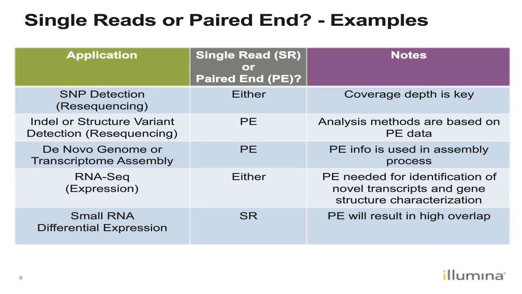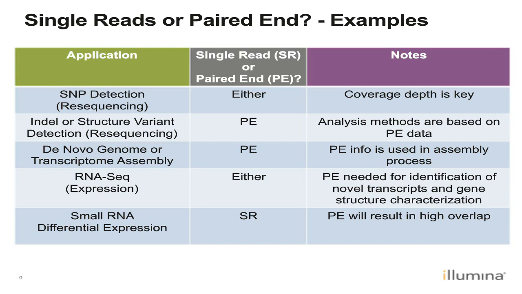For RNA-Seq type of applications, particularly for expression, you can really do either single read or paired end. Just note here, if you're going to be looking for novel transcripts or if you're going to be assembling, you would want to go with paired end in that situation. And if you're looking for fusions, RNA fusions, again, paired end would be the way to go.